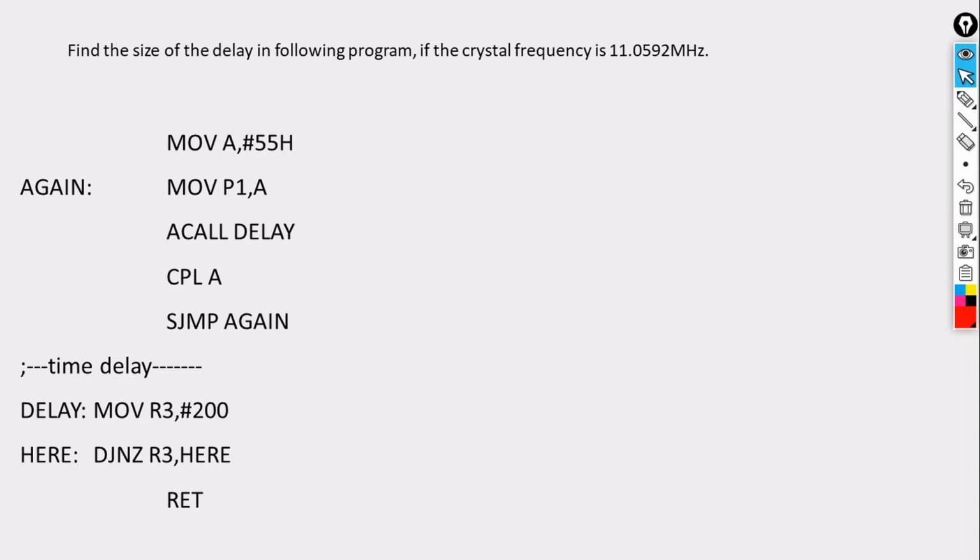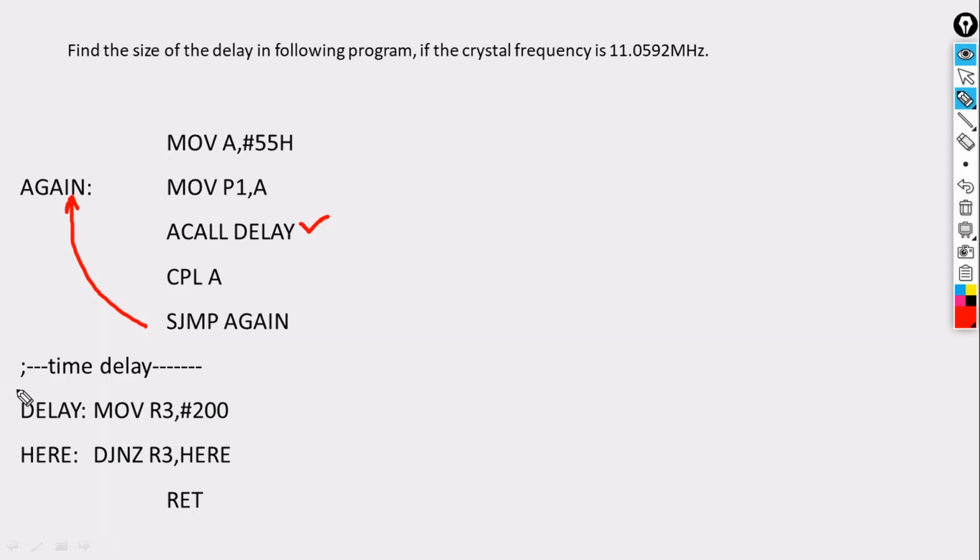Now if we look at this example, here we are moving the accumulator with the value 55, and then we are sending that value to port 1, and then we are calling delay. After the delay is called, again complement, again it is going to jump back to this, and then again there will be a delay. So it is going to complement port 1 after some delay. Every time after some delay it is going to complement the values in port 1. The actual time delay program is present over here.